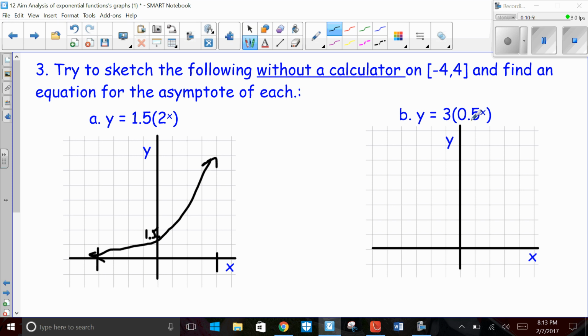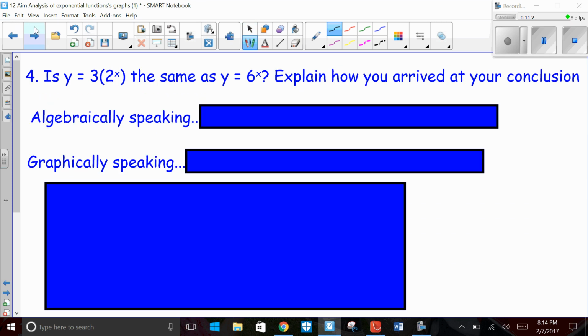And this one, since b is between 0 and 1, this is going to be decay. The y-intercept is 3 here, so x equal to 0 will make y equal to 3. So the graph is going to look something like that. Okay. And in either case, that's supposed to be 3. In either case, the x-axis is your asymptote. So here you're going from -4 to 4, so make sure you end and stop at the right place.